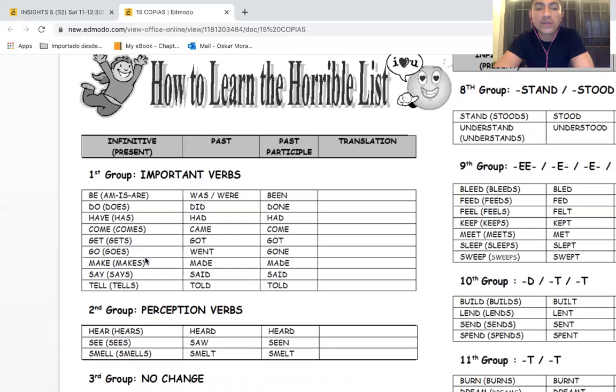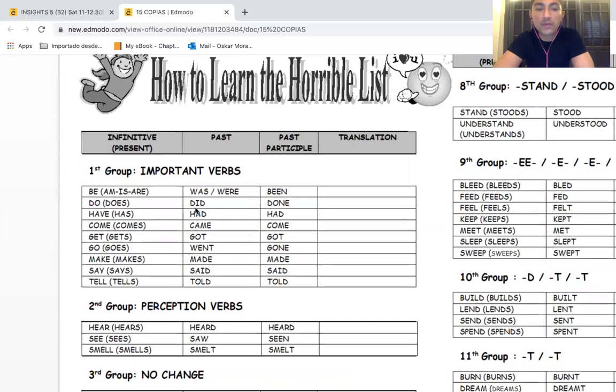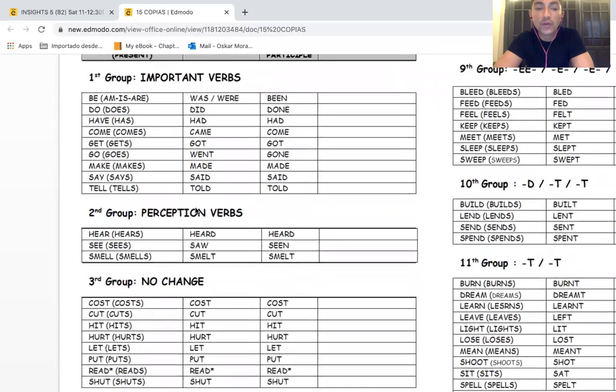Tell turns to told. So in this case, what we do is that we're going to change the verbs and the ending of the verbs. As you can see, these are the most important verbs. Then we have the second group, which has to do with perception verbs.